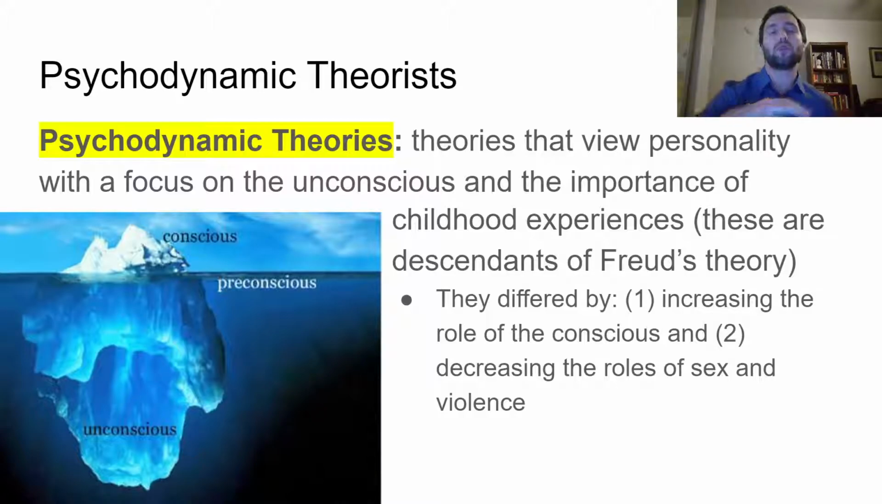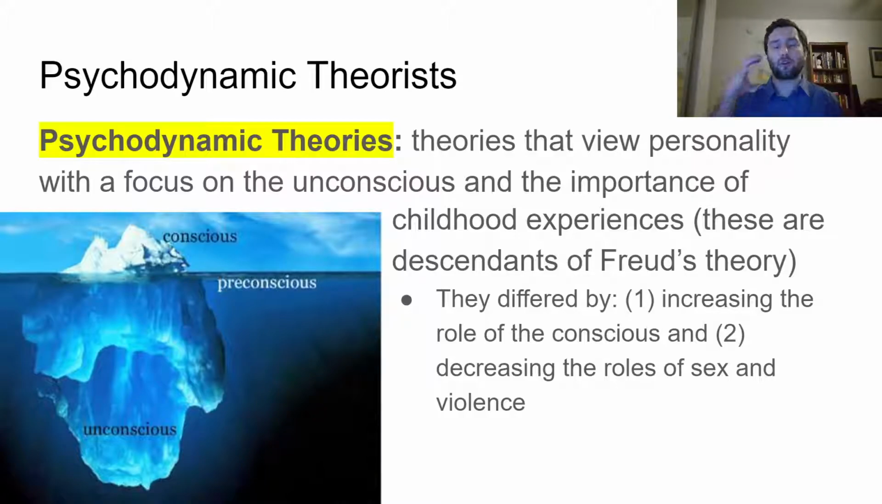These are people who came after Freud, who looked at his teachings and tweaked them a little bit. The general ideas are still there: still a focus on the unconscious, still a focus on the importance of childhood experiences, but they're not going to quite agree with everything that Freud said. You can see there are a lot of very specific things that Freud is advocating for, and they're going to change it a little bit. There are two big ways that they are going to adjust these theories. The first one is they're going to increase the role of consciousness.